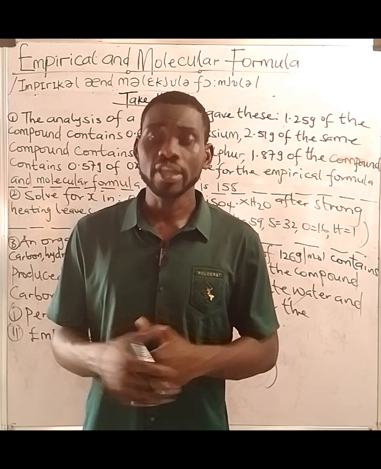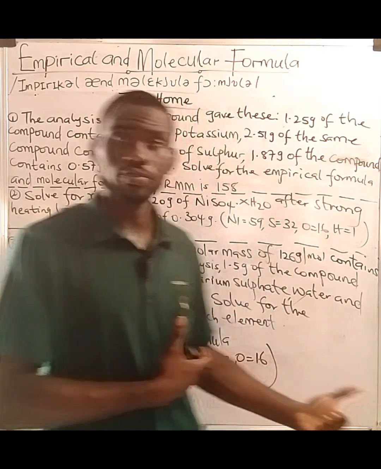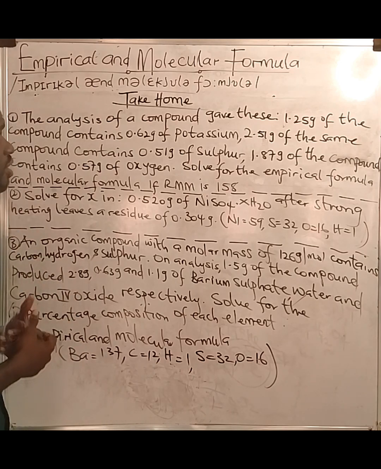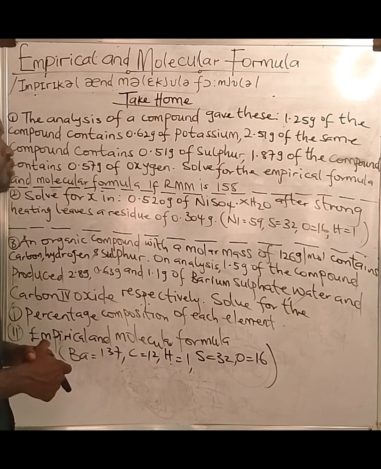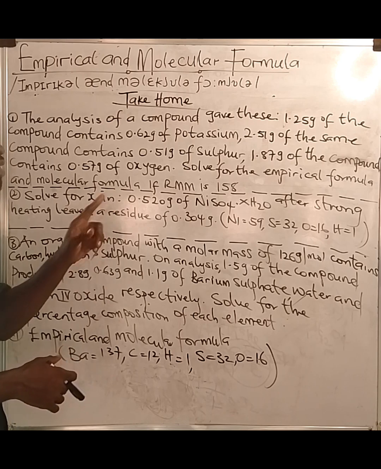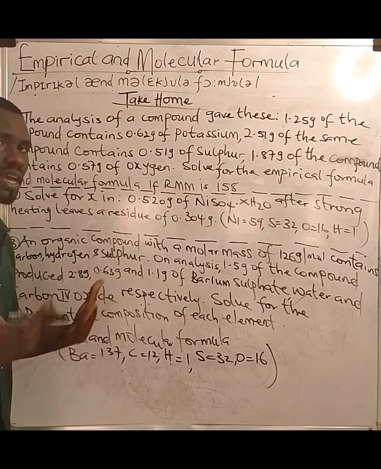Okay guys, at this very point in time, it's time for us to get ourselves tested on how much we've gotten from today's lesson. So we have a couple of questions to test ourselves with. The very first one: the analysis of a compound gave this. 1.25 gram of a compound contains 0.62 gram of potassium. 2.51 gram of the same compound contains 0.51 gram of sulfur. 1.87 gram of the compound contains 0.57 gram of oxygen. Solve for the empirical formula and molecular formula if the relative molecular mass is 158.